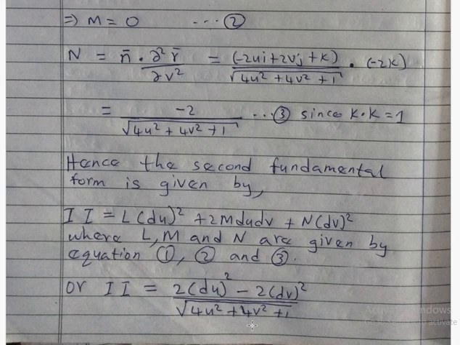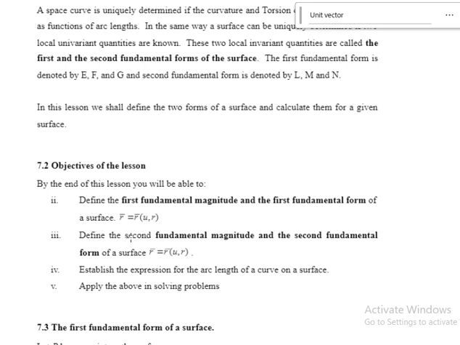And that marks the end of this tutorial. So in this tutorial, I've been able to achieve our objectives, which was to define the first fundamental magnitude and the first fundamental form of a surface. We have also been able to define the second fundamental magnitude and the second fundamental form of a surface. We have also established expressions for the arc length of a curve on a surface, and we have also applied the above to problems.